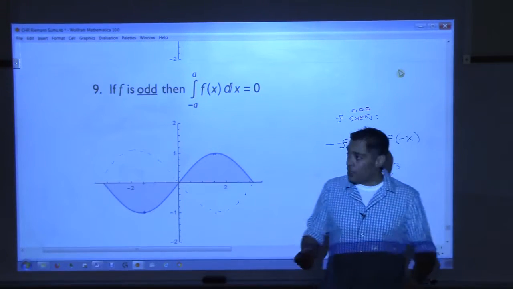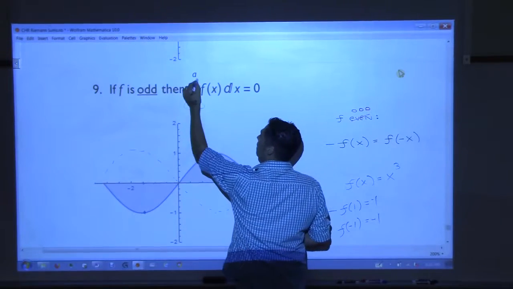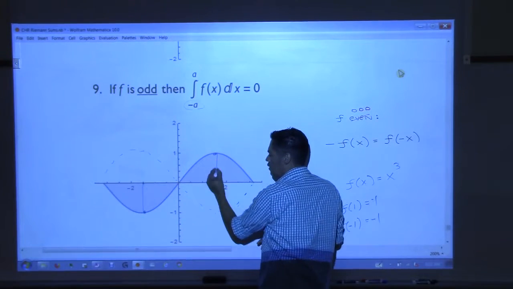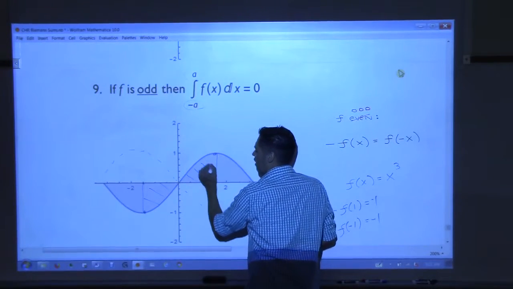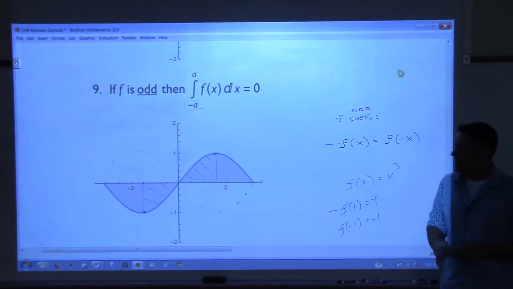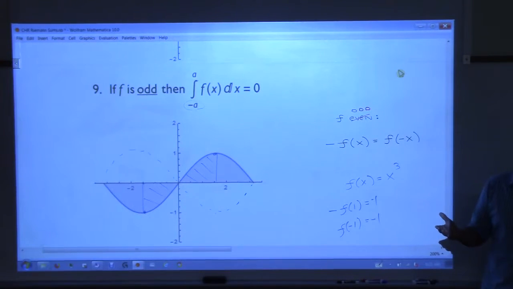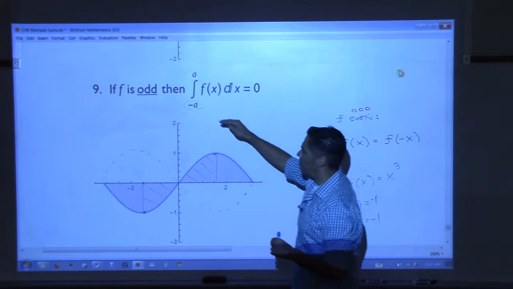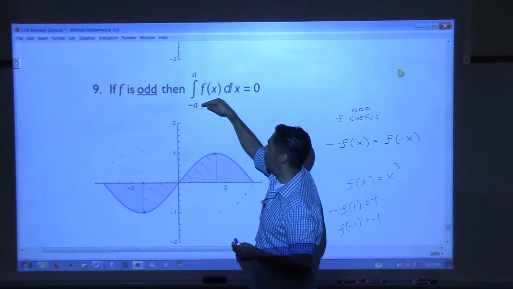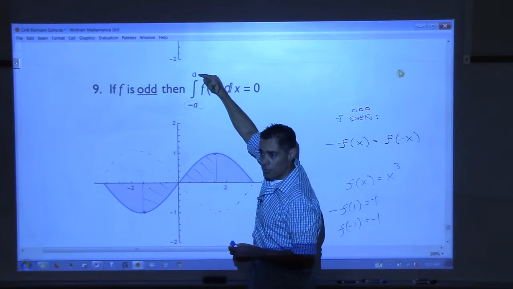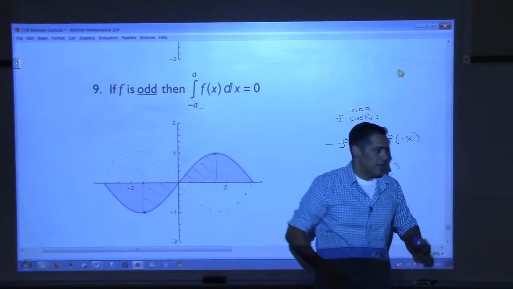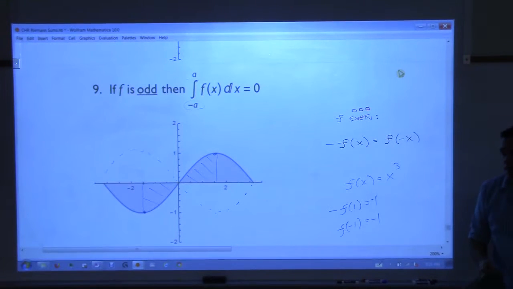But in terms of the integral, if we go from negative a to a, it doesn't matter where I go, this area and that area cancel each other out, right? So if they cancel each other out, then the answer is 0. Be careful though, it's got to be from negative a to a. If this is negative 2 to 2, the answer is 0, so long as it's an odd function. If it's negative 2 to 4, all bets are off. You have to figure out what the answer is.